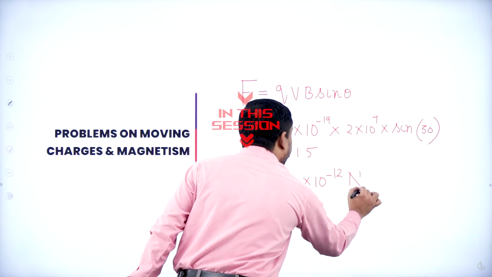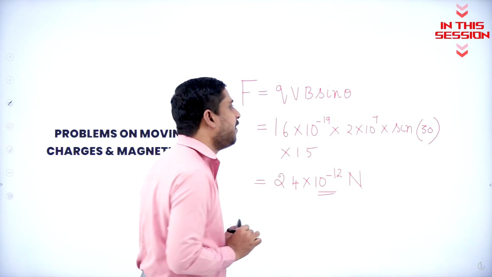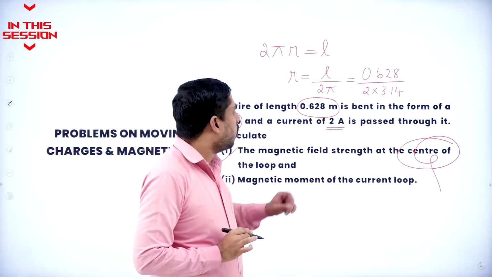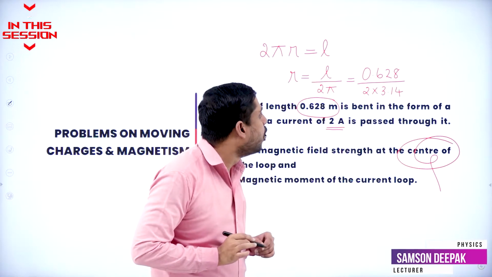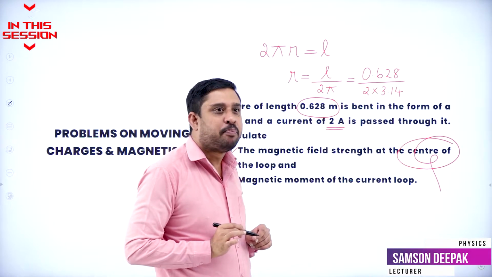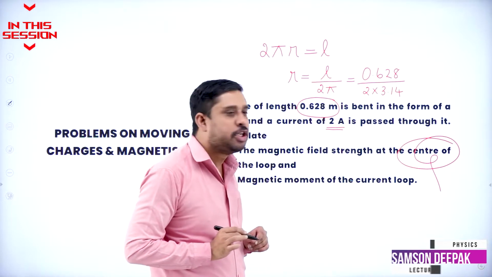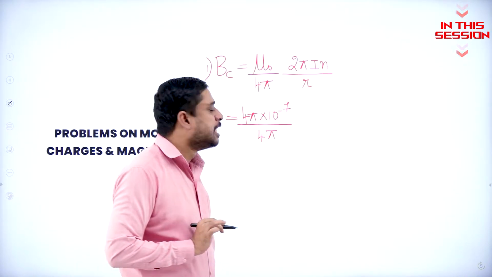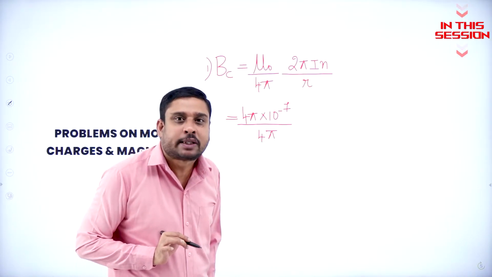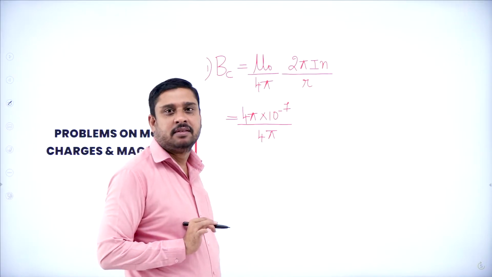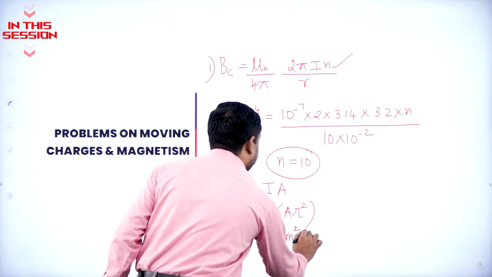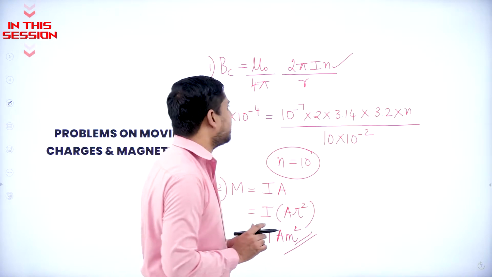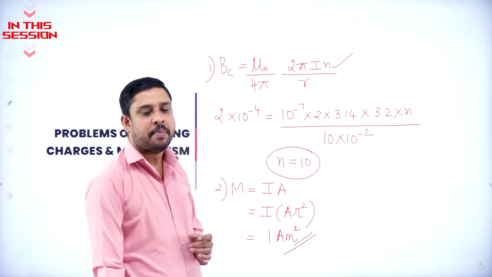2.4 into 10 power minus 12 Newton. So 0.628 divided by 6.28. So remember, mu naught is 4 pi into 10 power minus 7 ampere meter square. So this is the magnetic moment.